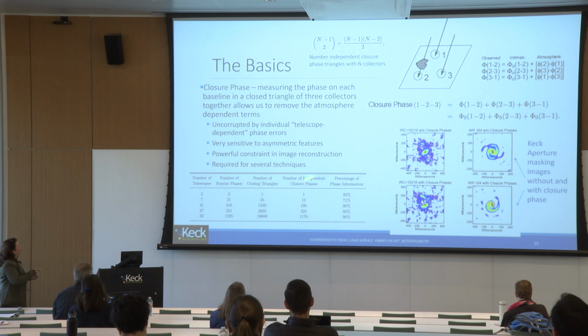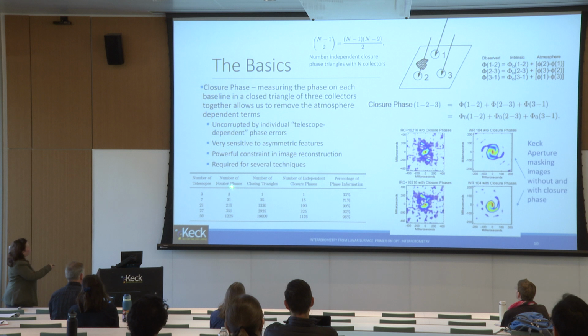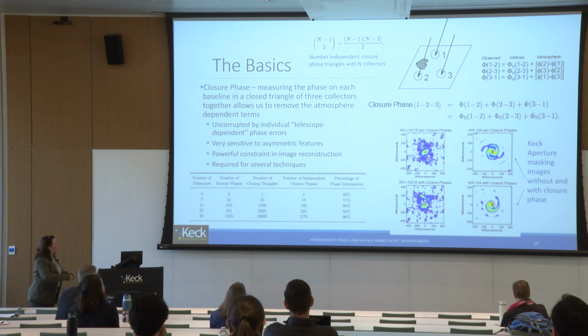So one of the things to point out, though, is that when you have multiple telescopes and not just 3, with 3 telescopes, you've got 3 Fourier phases, 1 closing triangle, 1 independent closure phase, and you get 33% of the phase information. So as you add more and more telescopes, you're recovering more and more of the phase information, and we can count how many independent closure phases we have based on simple statistics. So over here is an example of Keck aperture masking images shown reduced with and without closure phase. So this is without the closure phase, you get this kind of result. And when you actually put the phase back in, you get what we expect is the more realistic result.